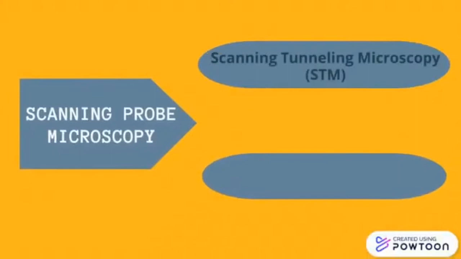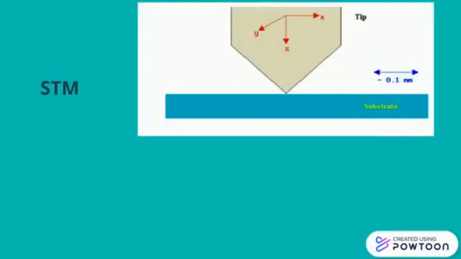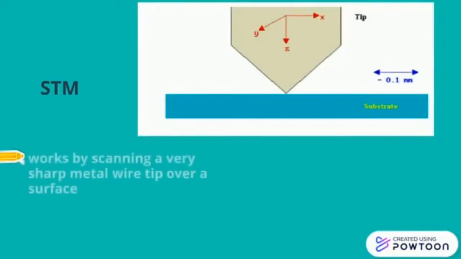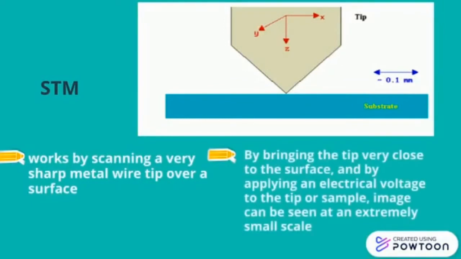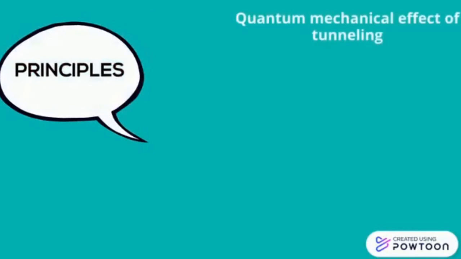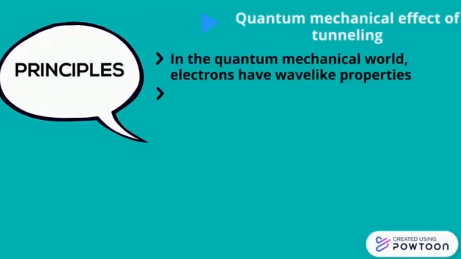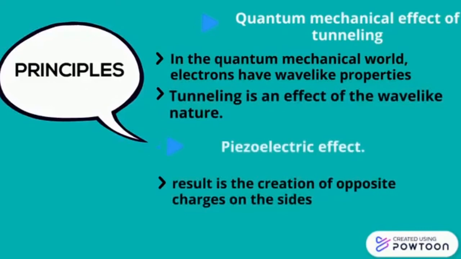There are two types of scanning probe microscopy, which are scanning tunneling microscopy (STM) and atomic force microscopy (AFM). STM works by scanning a very sharp metal wire tip over a surface, and by applying an electrical voltage to the tip or sample, images can be seen at a very small scale. The first principle involved in STM is tunneling, which is an effect of the wave-like nature of electrons, and the second principle is the piezoelectric effect, which results in the creation of opposite charges on the sides.